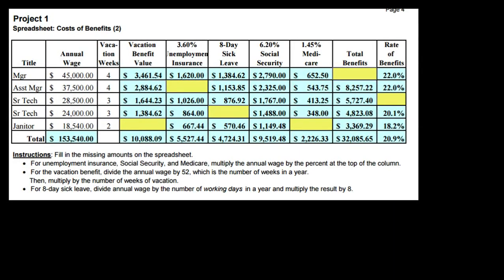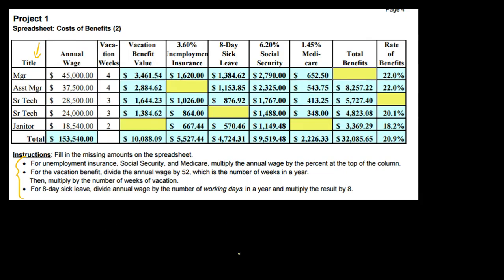Talk about the final page of Project 1. So, similarly to the third page, we're given a spreadsheet for cost of benefits. This is not the same exact spreadsheet, so you'll notice that the employee list is different. Now we've got manager, assistant manager, senior tech, and janitor. But our approach will be the same, and the instructions given to us are also the same.